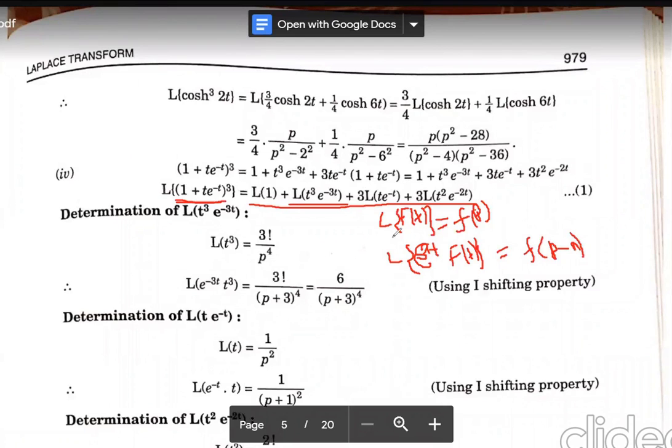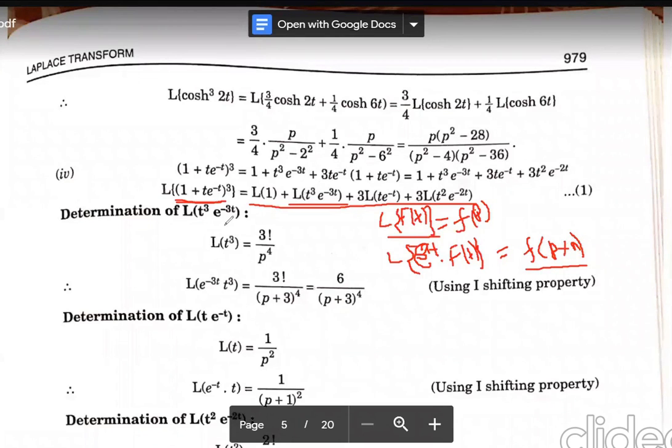So if the Laplace transform of f of t is F of p, then the Laplace transform of e to the power at into f of t is equal to F of p minus a. So the term should be like e to the power at, and if it is e to the power minus at, then it will be F of p plus a. If it is minus here, this will become plus, and if it is plus, this would be minus.